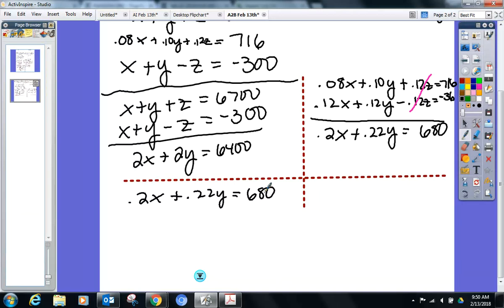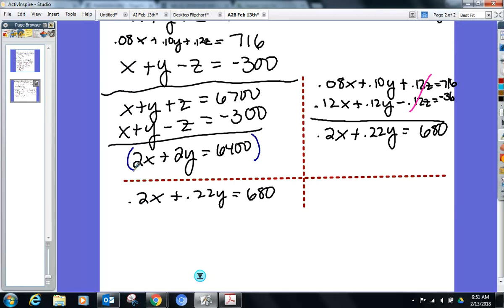Two times what will give you negative 0.2? All right? I'm just going to stick with the x's. What are you guys finding out? What do I need to multiply this one by to eliminate? Negative 0.1. Perfect. Negative 0.1.